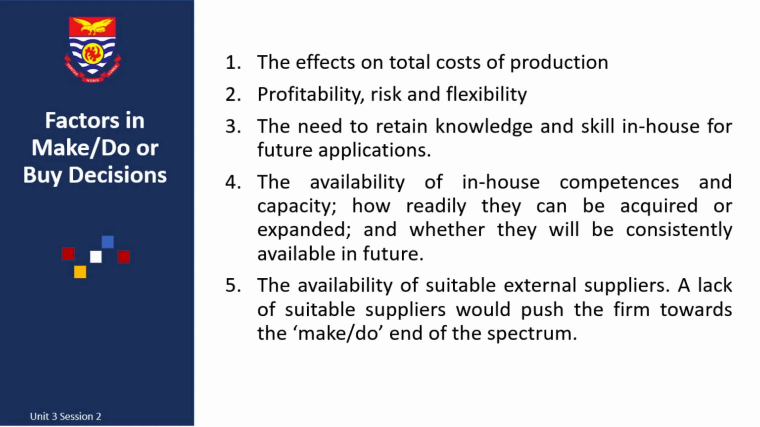The first factor we have here is the effect on total cost of production. So like we just said, if the total cost of production is going to reduce if we make it in-house, then we're going to do that. If the total cost of production is going to reduce if we outsource it or give it to a third-party specialist, then we are going to do that. So in order to make sure companies are making the right decision, they need to consider the risk associated with making this in-house as against the risk associated with giving it to third-party specialists.